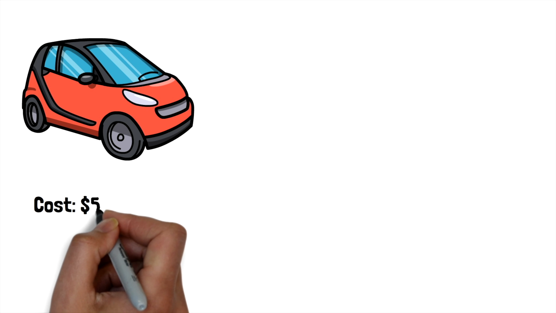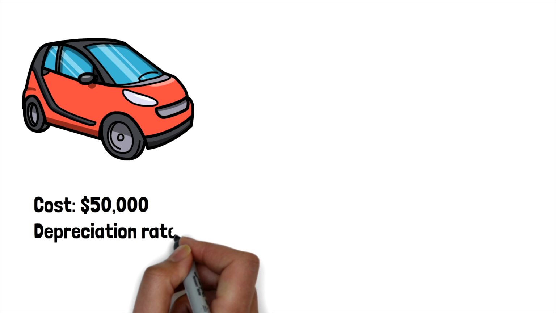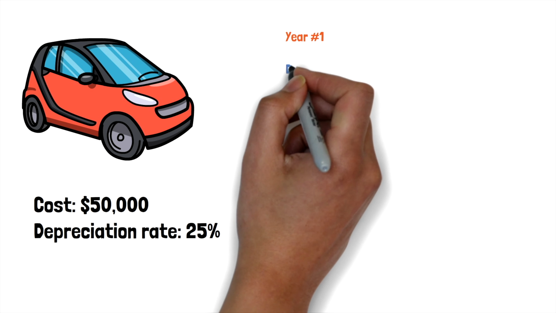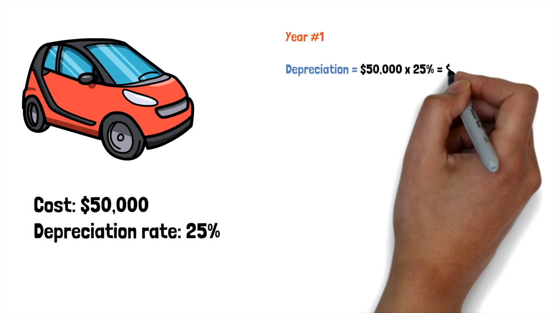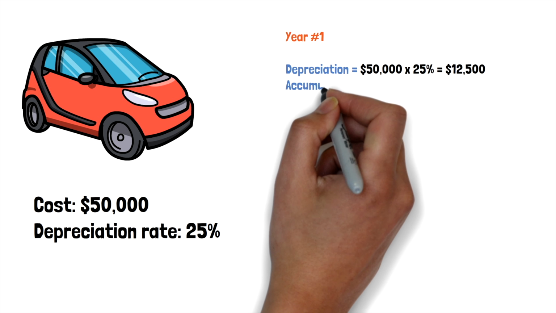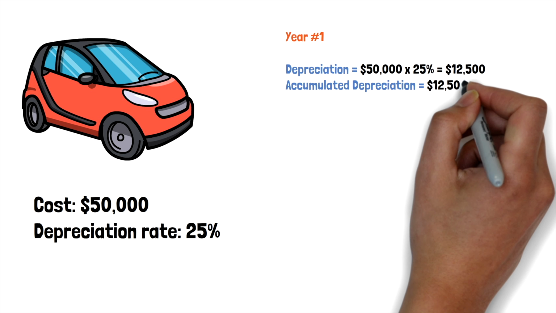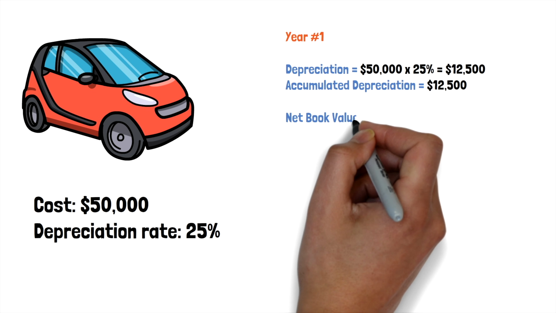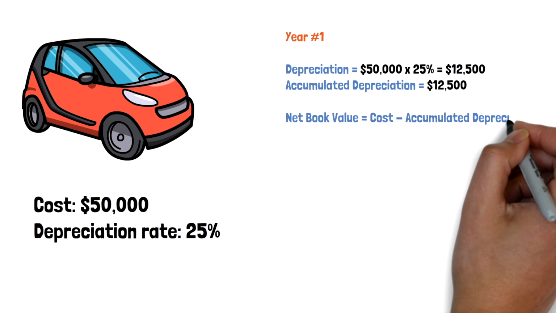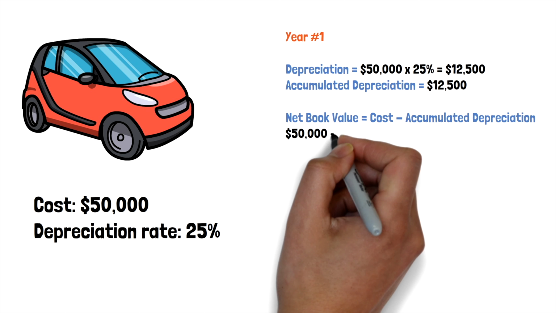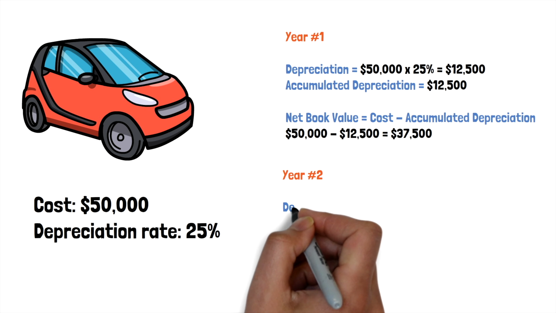Alright, so same example. Let's say you buy a car for $50,000. The depreciation rate under declining balance is 25%. In year 1, you will take a depreciation expense of $50,000 times 25%, so $12,500. Your accumulated depreciation will be $12,500. Your net book value, which is cost minus accumulated depreciation, will be $50,000 less the $12,500 of accumulated depreciation, which gives you $37,500.